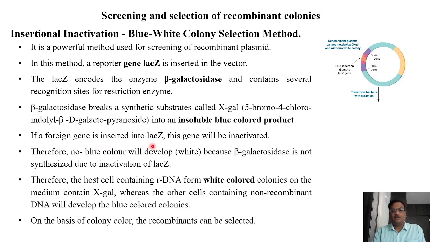If a foreign gene is inserted into LacZ, this gene will be inactivated. Therefore, no blue color will develop because beta galactosidase is not synthesized due to inactivation of LacZ. When we cut the vector, we use endonucleases which will cut the restriction site present in LacZ, and we insert the gene of our interest. That gene will be inserted into the LacZ gene. Because the inserted gene breaks the LacZ gene, the product will not be formed.